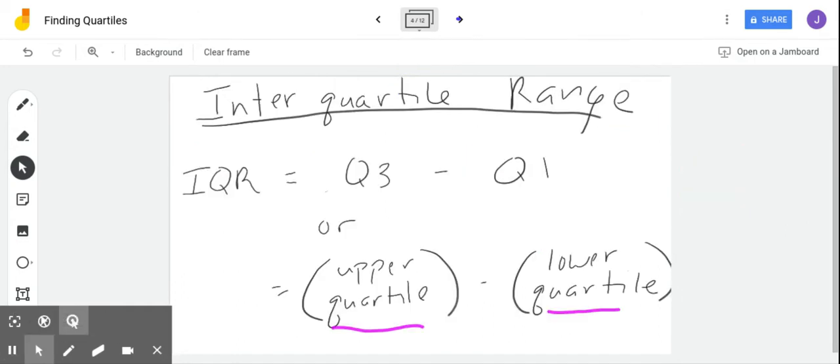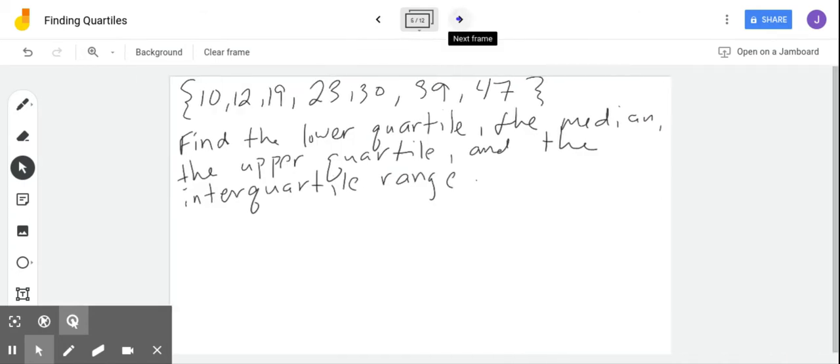All right, so next thing is the interquartile range. The interquartile range is one number, and you find it by doing Q3 minus Q1. In other words, the upper quartile minus the lower quartile. So let's do an example of that. We've got one more where we're going to find the lower quartile, the median, the upper quartile, and the interquartile range. So let's start with the median.